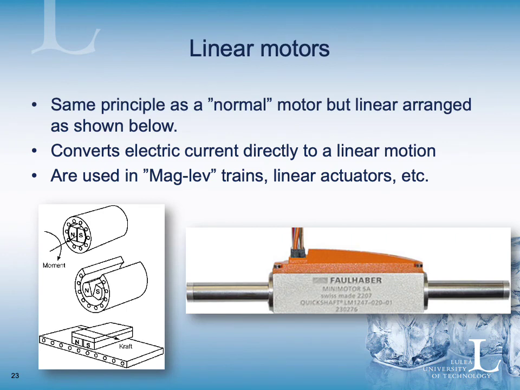Another special type of electric motor that I will only mention is the linear motor. Basically, it's the same principle as a normal motor we have discussed previously, but instead of having rotational motion, you have a linear motion as shown below. What you do is that you convert electric current directly to a linear motion instead of having to use an electric motor with a rotating shaft and some transmissions to get this linear motion. This is used in linear actuators, but also in other applications like maglev trains, etc.